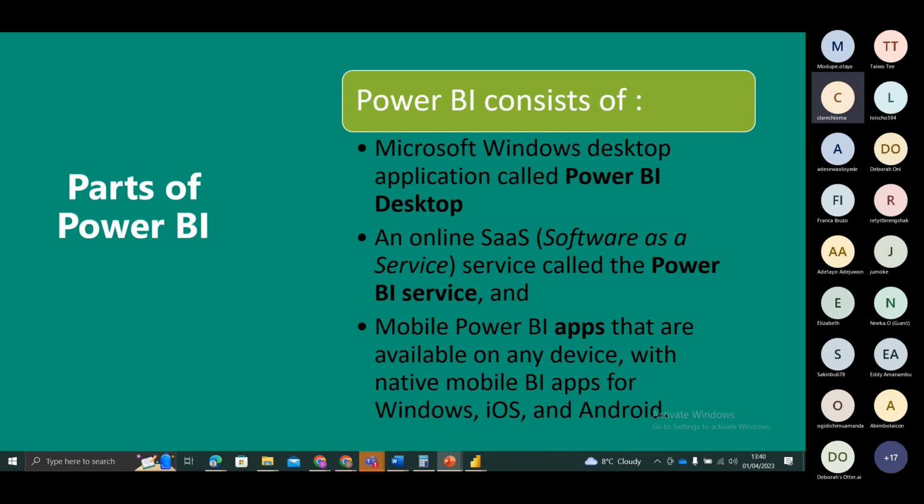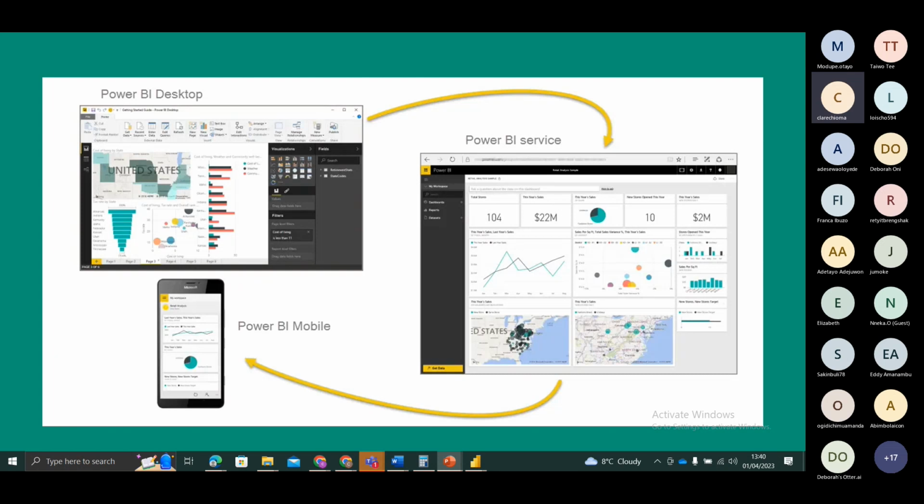And then also we have the mobile Power BI apps. So Power BI has the mobile part so that whenever you're on the go, when you're on the move, even if you're in transit, if you're traveling, you can still have access to your Power BI. So basically, Power BI has three parts: the desktop, the Power BI Service, and the mobile apps. This is just a picture of what it looks like. This is what our desktop looks like.